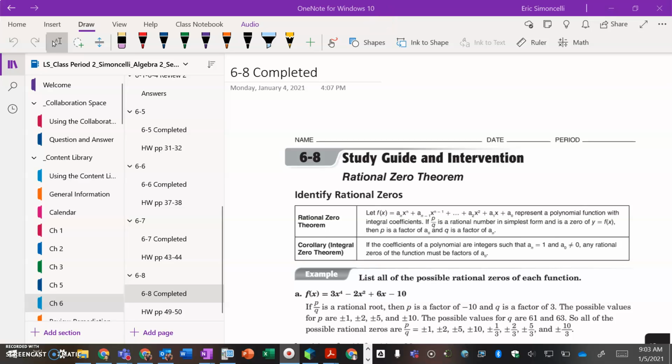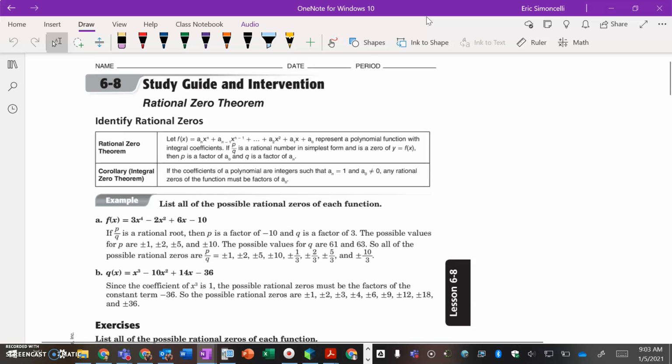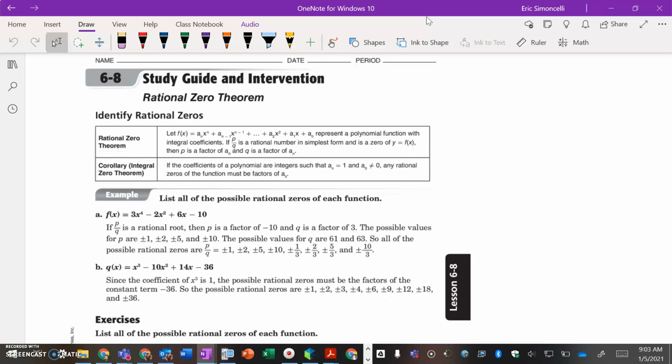Hello students, today we're going to be taking a look at section 6.8, Rational Zero Theorem. Identify rational zeros. To start, the rational zero theorem states that letting f of x equal a sub n times x to the n plus a sub n minus 1 times x to the n minus 1 and so on, all the way until we get to a sub 0, represent a polynomial function with integral or integer coefficients.